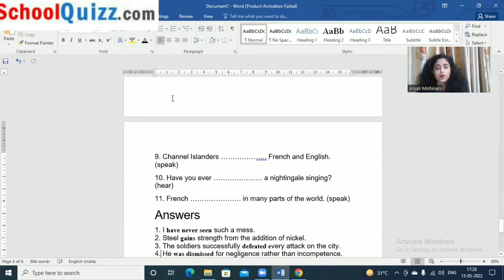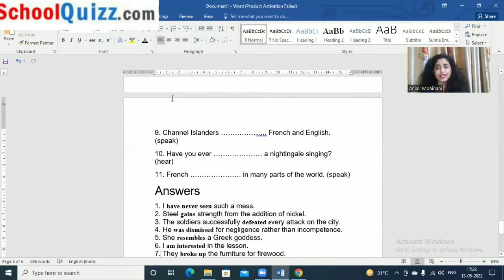Okay. So in the first sentence, we have been given never seen. So how is it given? I have never seen such a mess. It means we have included have to indicate that it is present tense. Steel gains strength from the addition of nickel. The soldiers successfully defeated every attack on the city. He was dismissed for the negligence rather than incompetence. Now was indicates that it is a past sentence. So simple past tense will be included.